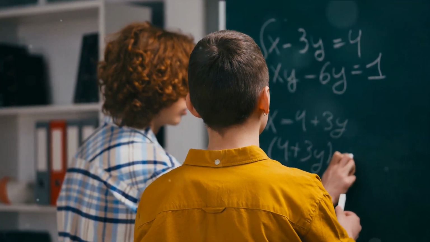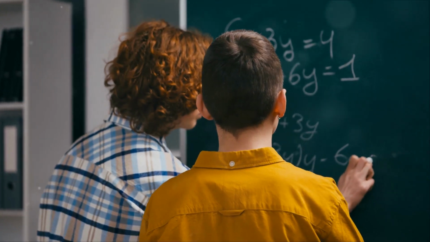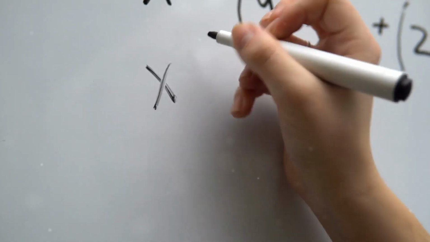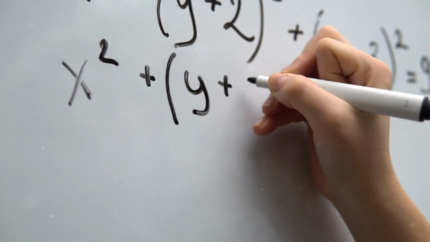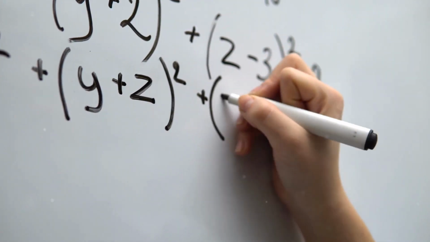Simple, right? Now let's notch up the complexity a bit. Consider this equation, 2x plus 3 equals 11. Here we first subtract 3 from both sides to isolate the term with x. This gives us 2x equals 8. Now to find the value of x, we divide both sides by 2, resulting in x equals 4.